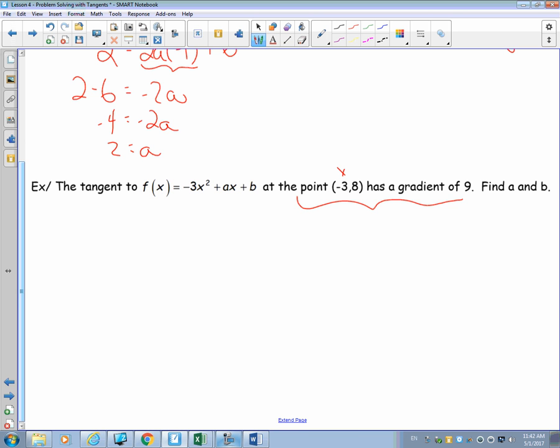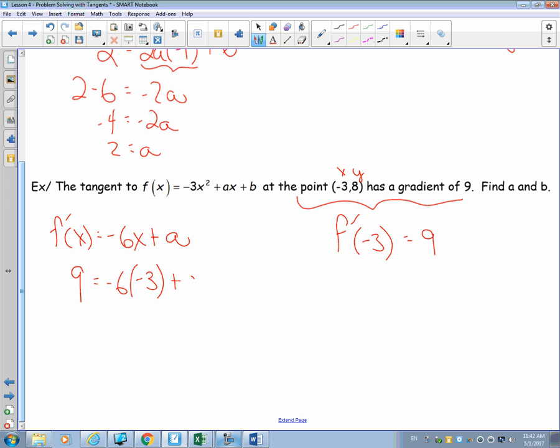I've got a point. That's handy. I've also got a derivative. It tells me at x = -3, the gradient is 9. Well, let's work with some derivatives. My derivative is -6x + a. But I know that my derivative comes out to 9 when x is -3. Well, that allows me to solve for a. 9 minus 18, so a is -9.